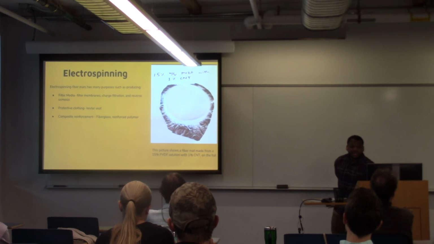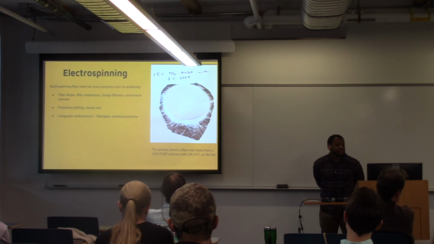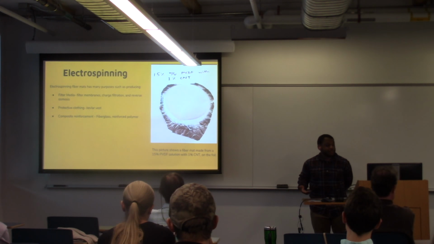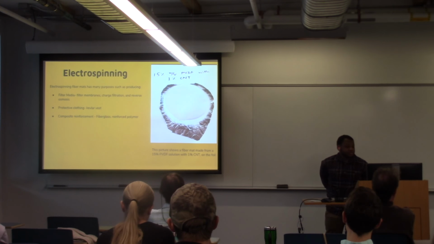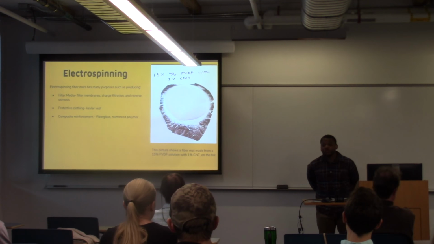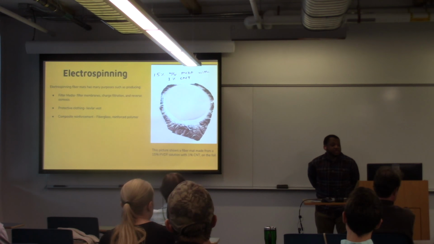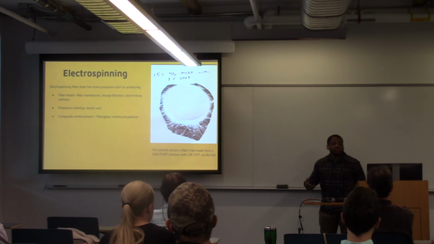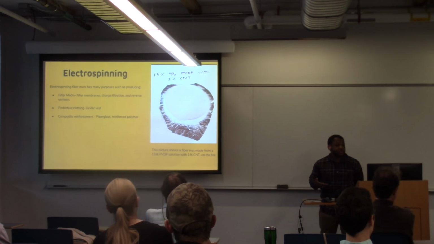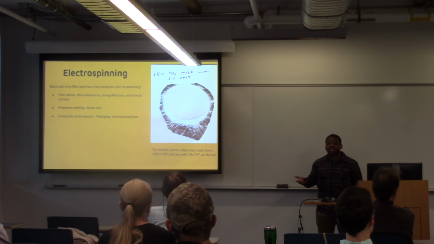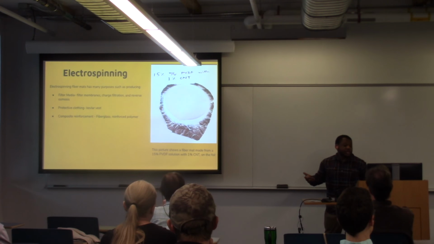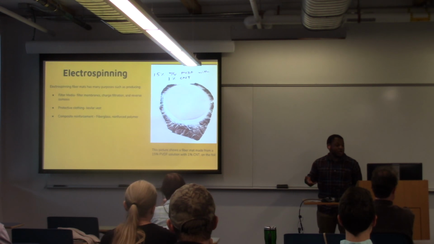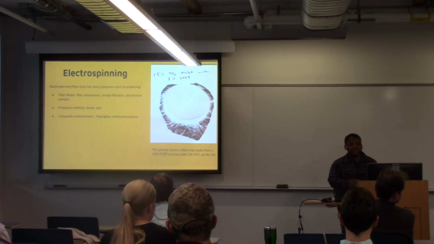Electrospinning is used to make many products. It's used in filter media, protective clothes, and composite reinforcement. For filter media, it's used for filter membranes, charge filtration, and reverse osmosis. For protective clothing, you get cover glass, and for composites, you get fiberglass and reinforced polymers.